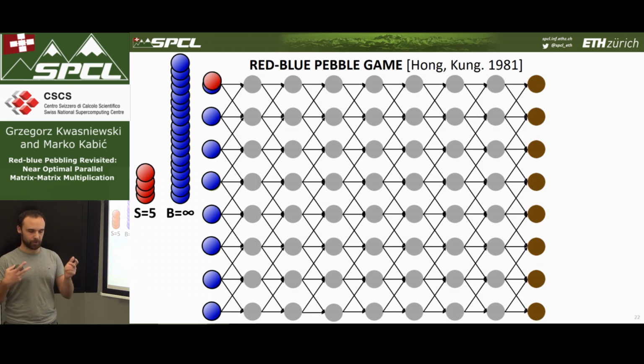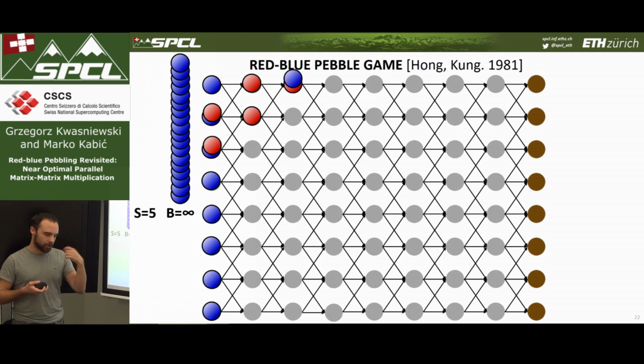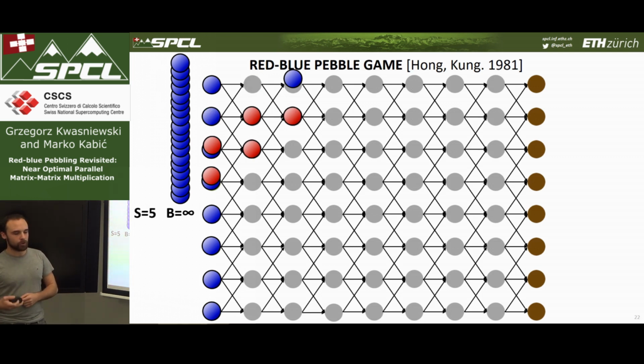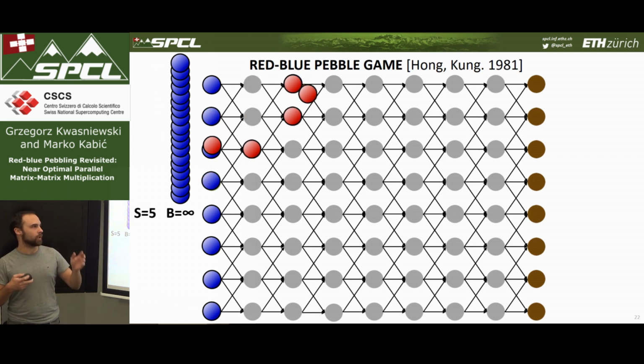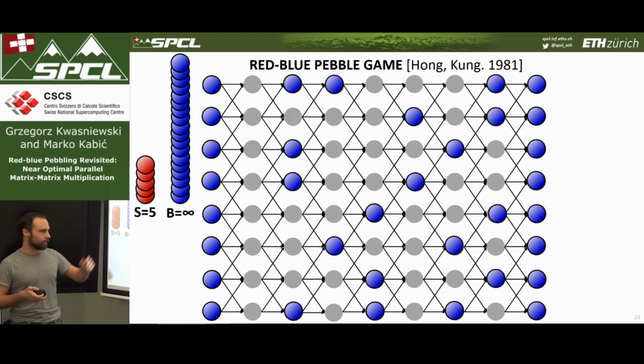We load something from the slow memory to the fast memory. We do another load, another load. Now we do a computation. This is another computation, and another. Now putting a blue pebble on a red one is a store operation. And we keep playing these moves until all the outputs are computed, so all the output vertices have blue pebbles. This may be, for example, a final configuration of the game.